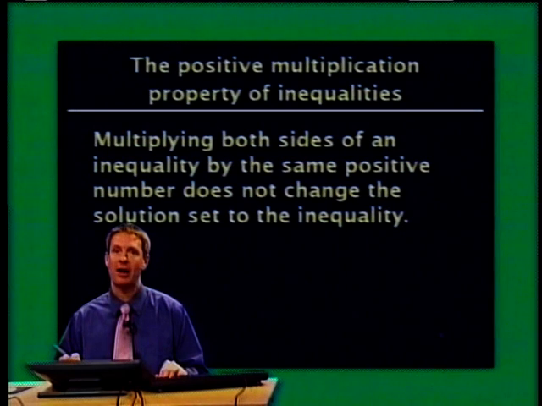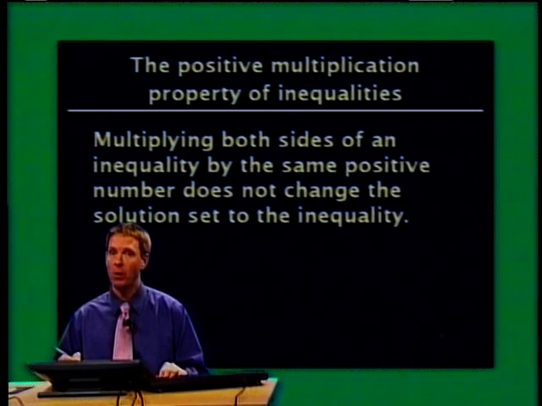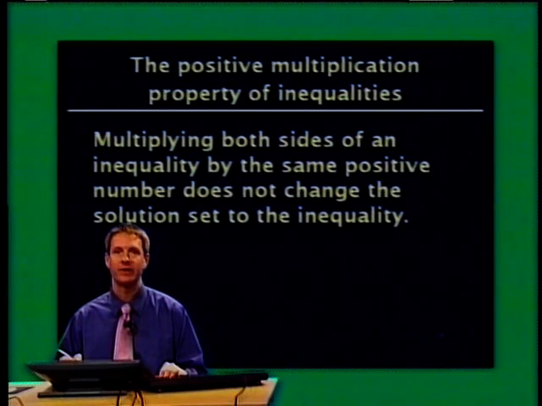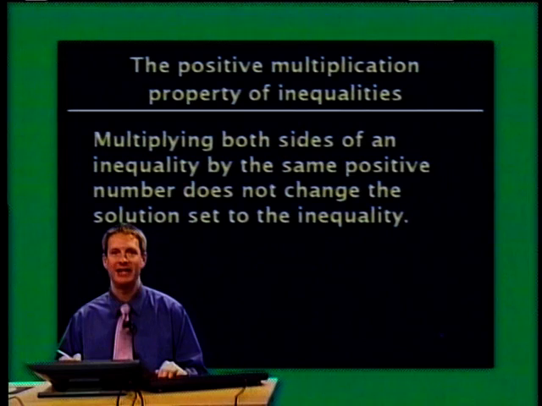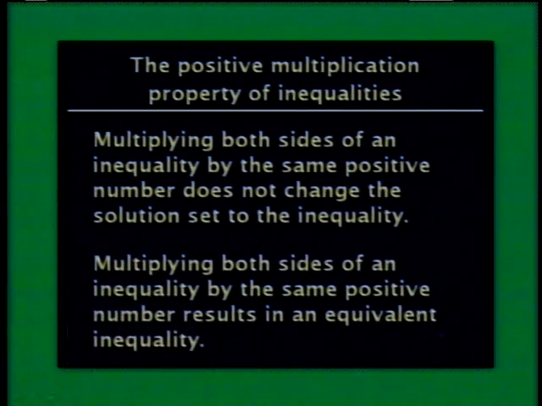So let's state the positive multiplication property of inequalities in words. Multiplying both sides of an inequality by the same positive number does not change the solution set to the inequality. Another way of saying exactly the same thing is that multiplying both sides of an inequality by the same positive number results in an equivalent inequality. Two inequalities are equivalent if and only if they have the same solution set.